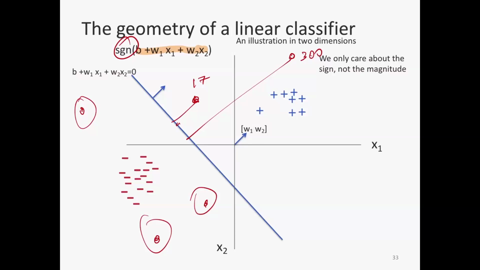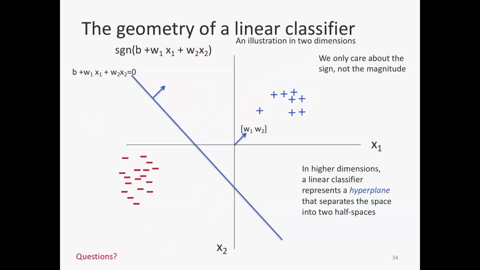In 2 dimensions, you have a line. In 3 dimensions, you have a plane. In any higher dimension, you have something called a hyperplane. The general heuristic is if you want to go above 3 dimensions, you just slap on the word hyper. So you get hyperplane, hypersphere, hypercube, etc.